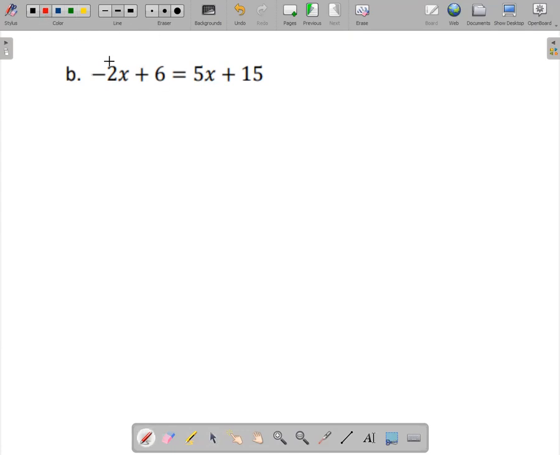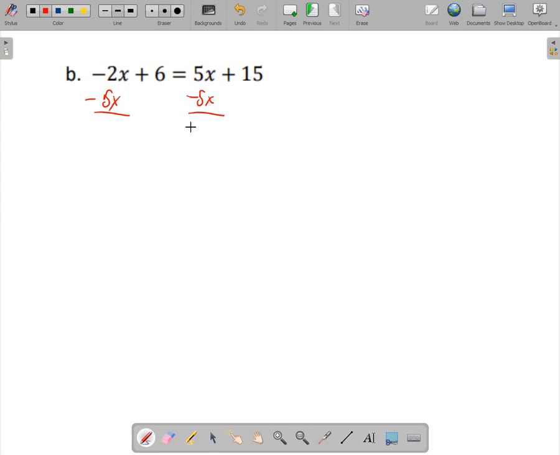So what should I do first, do you think? Suggestions? Parentheses. B has no parentheses. Oh, I'm not on C yet. Sorry, you're ahead. Variables. Yeah, get the variables over. So I'm going to choose to take the 5x over. To do that, I have to subtract a 5x. So that goes away. And I'll have to do that on the other side too.